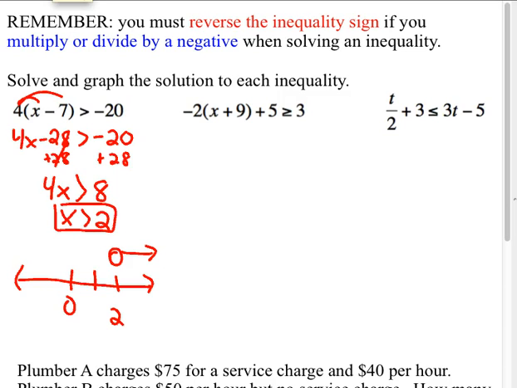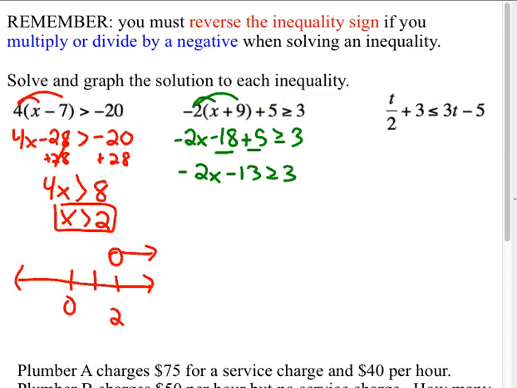All right, middle example. Again, let's clean up that left-hand side. So I'm going to get negative 2x minus 18 plus 5 is greater than or equal to 3. Let's blend those together. So I have negative 2x minus 13 is greater than or equal to 3. Add 13 to both sides. Negative 2x is greater than or equal to 26. And now divide by negative 2.